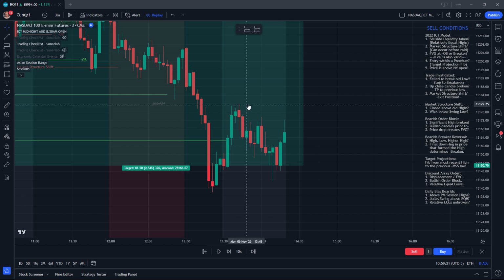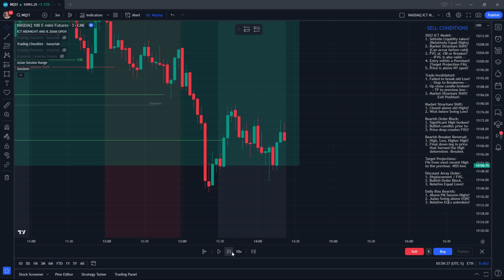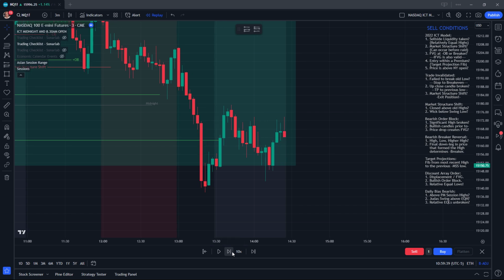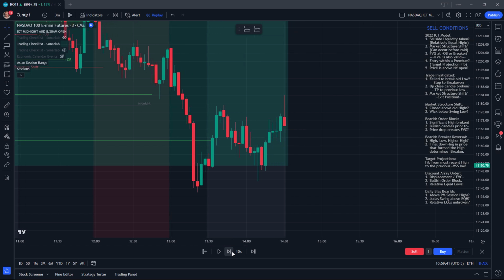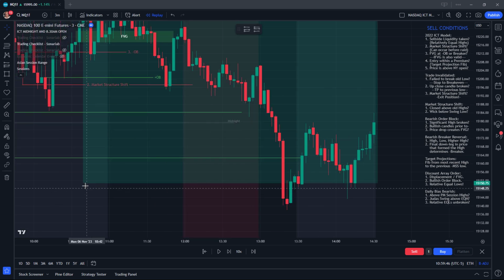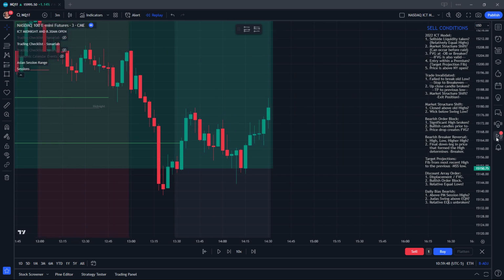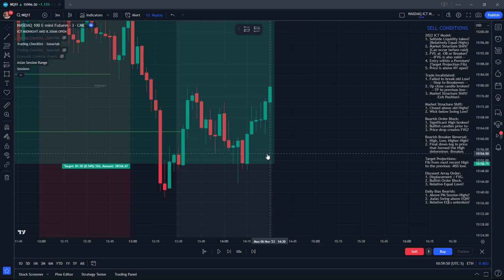If price comes above here, that's creating a market structure shift. We're just going to be exiting at a reduced profit. Let's keep that in mind. Okay, yeah, price has created the market structure shift. So we're now out of the trade. We were actually supposed to... let's see what we were supposed to do.